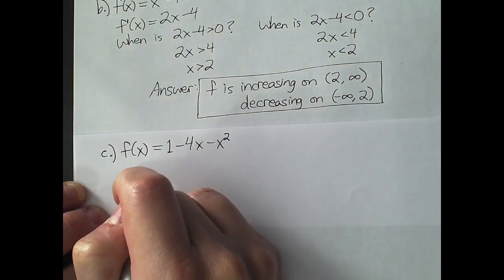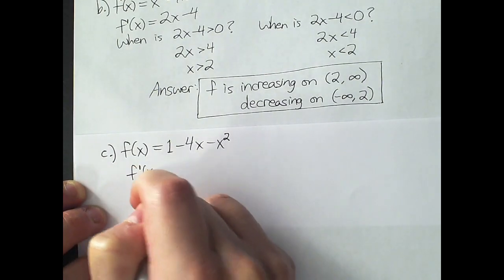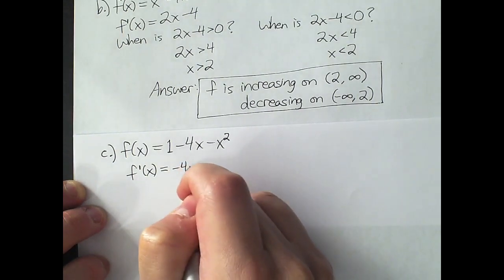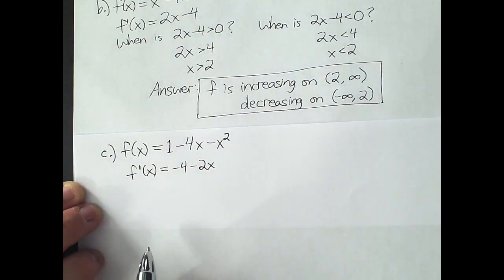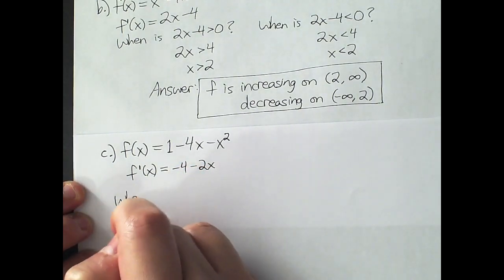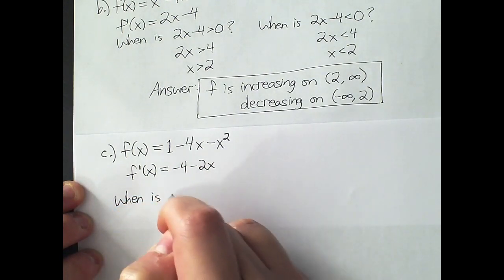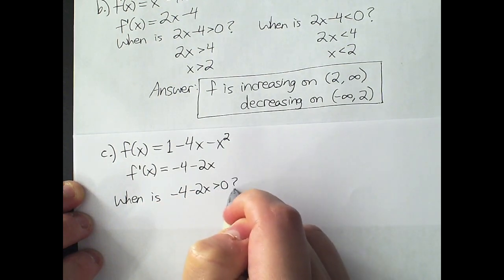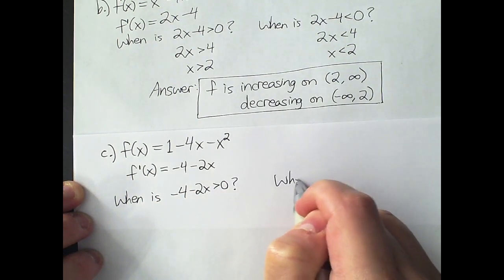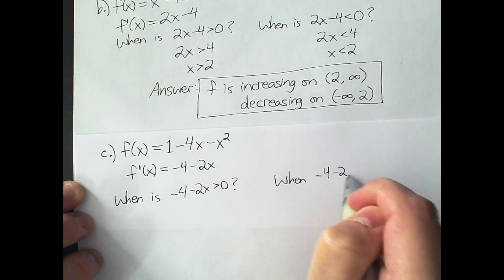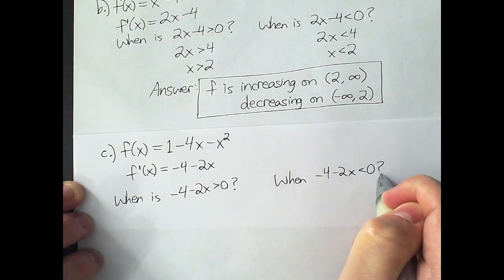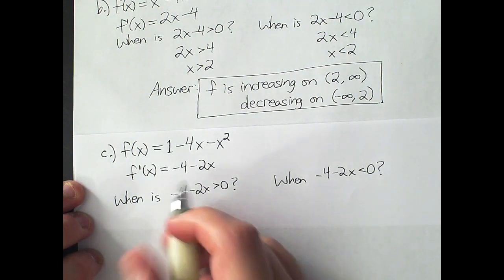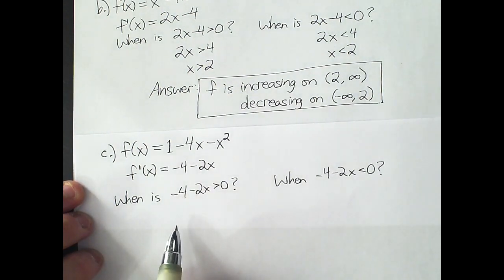Okay, first thing you should have done is find the derivative, because we're going to need that. So what? Negative 4 minus 2x? Okay. Let's answer this the same way as we did for part B. Let's look at when this thing is positive, because that's when the function will be increasing. And when is this thing negative, because that's going to be when the function is decreasing, if it is decreasing ever. We'll figure it out.